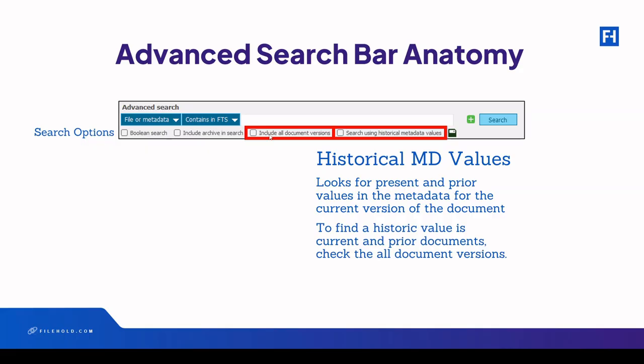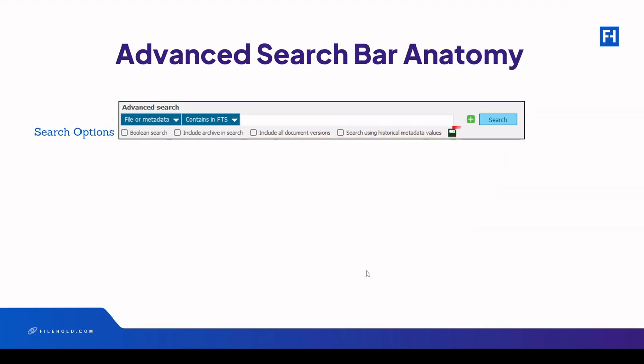So include all document versions, and search using historical metadata values now shows you any edits that may have happened to a metadata field in the lifespan of that document. And then finally, we have our save icon over here.